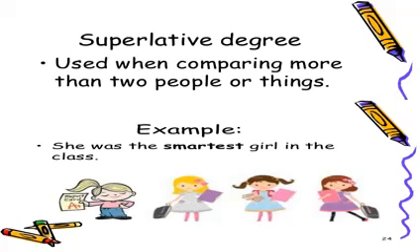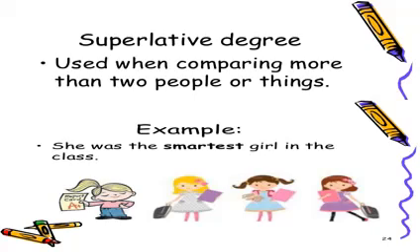Now we are going to learn about superlative degree. Superlative degree is used when comparing more than two people or things. As I told you, when we want to compare two people or things, it will be your comparative degree. But when we want to compare more than two people or things, it will be your superlative degree.